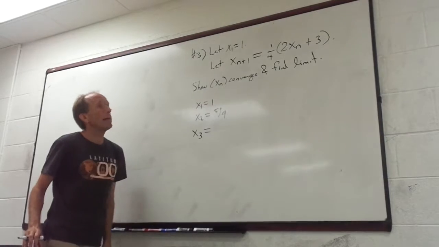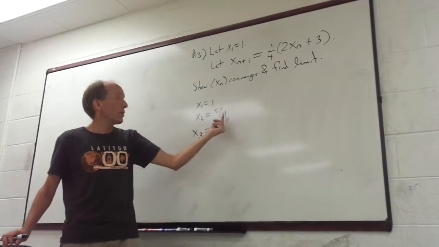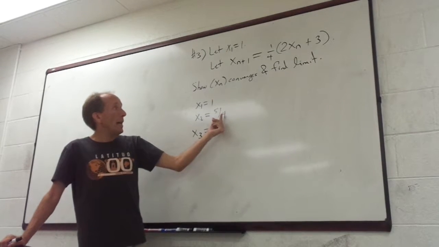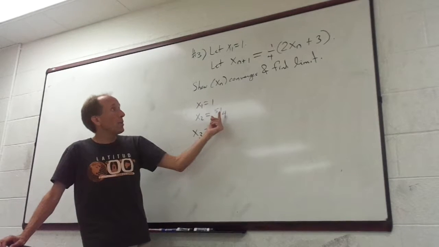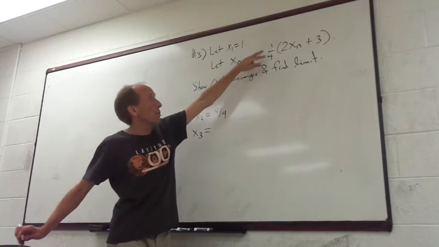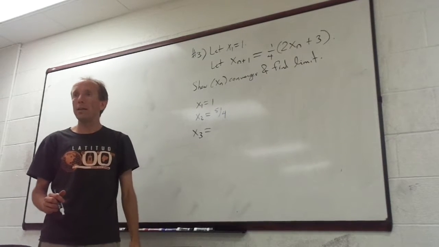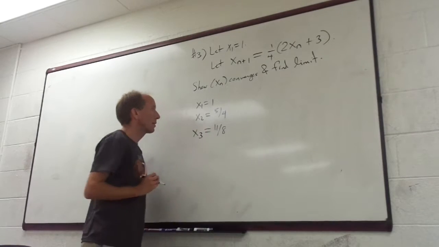x3. Now I've got to take 2 times the previous term. So that would be 5 halves. Add 3 to that. So that would be 11 halves. And then divide by 4, because there's a 1/4. So that should be 11 eighths. Okay, 11 eighths. Great.